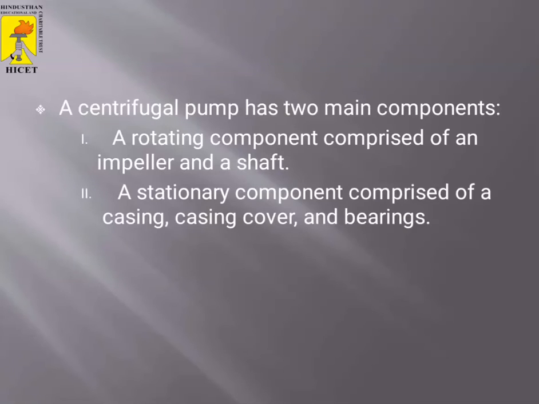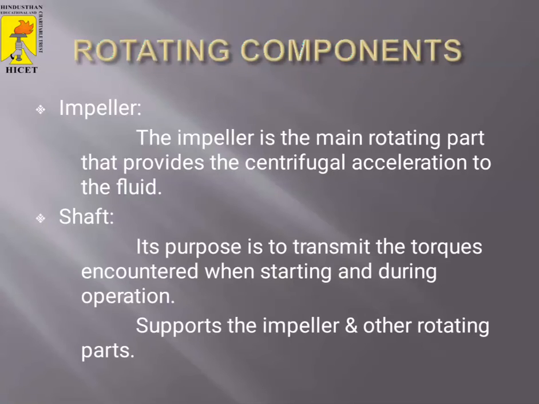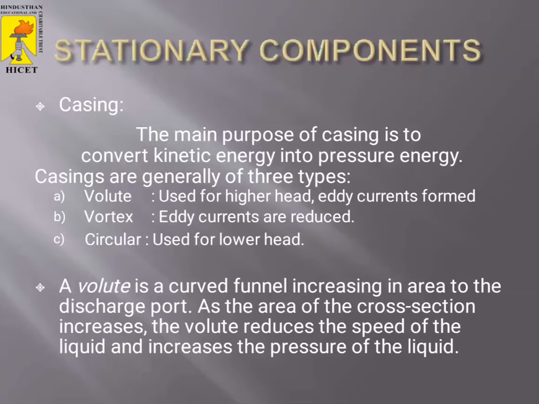The centrifugal pump has two main components. One is the rotating component comprised of an impeller and a shaft, and the other is the stationary component comprised of a casing, cover and bearings. The rotating components are the impeller, which is the main rotating part that provides the centrifugal acceleration to the fluid, and the shaft, whose purpose is to transmit the torques encountered when starting and during operation, and to support the impeller and other rotating parts. And the stationary component is the casing.